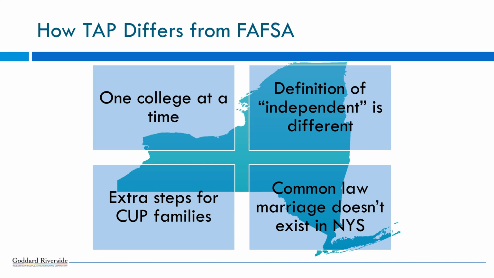36 is, no, 35 is where they consider automatic independence. I apologize. Again, Sandy's the perfect numbers. And then in New York, common law marriage does not exist. So the two parents living together is a little bit different of a situation for filing the TAP application if they're not married. And then there's an extra step for our CUP families. CUP is citizens with undocumented parents, just to backtrack to that reference earlier.